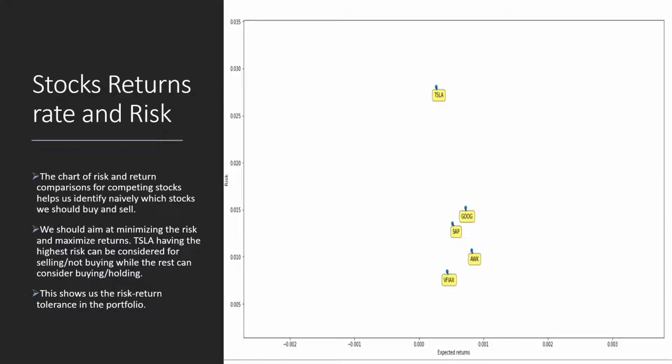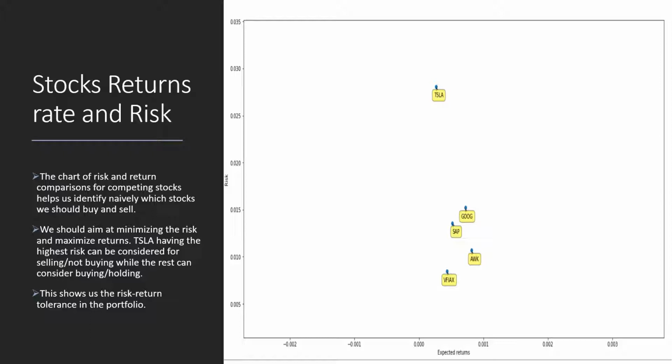So now coming to the stock return rate and risk. This is part of the optimization. This is where we lead into optimization. The previous part was just exploration and seeing how your portfolio is. Now, in this chart, you can see the risk versus expected returns. Risk is the variability and expected returns.